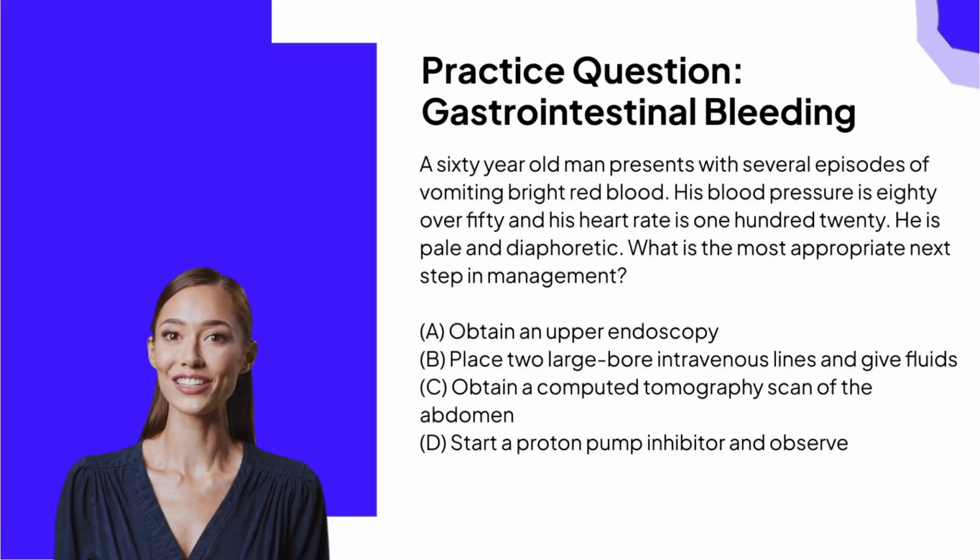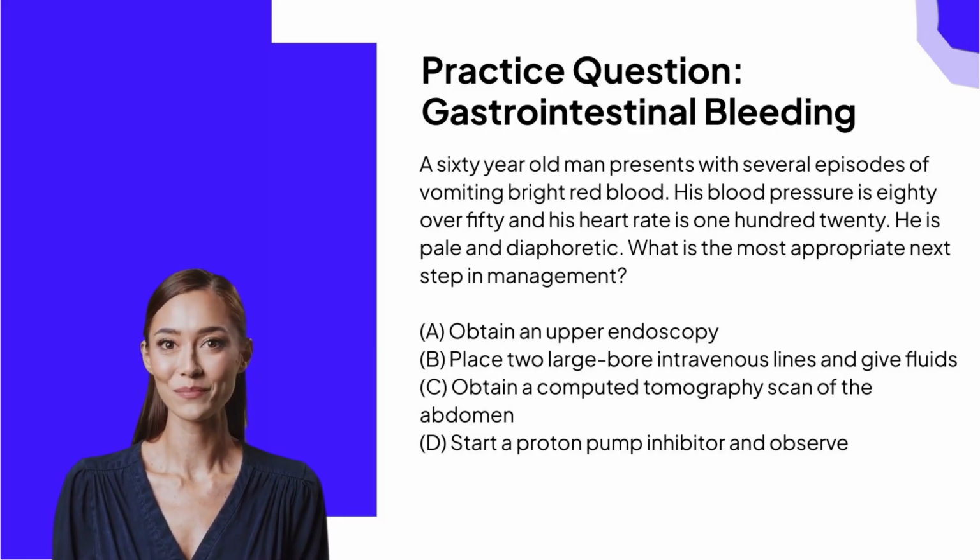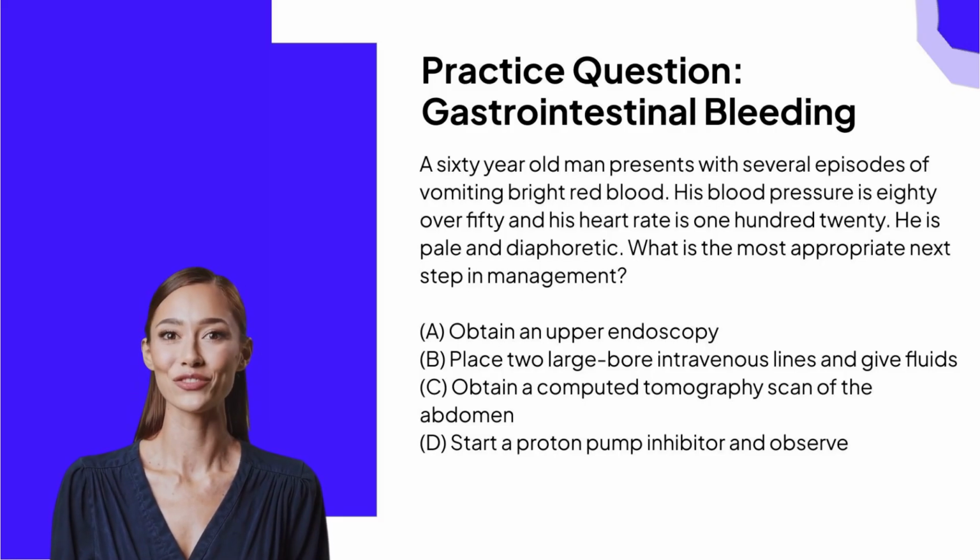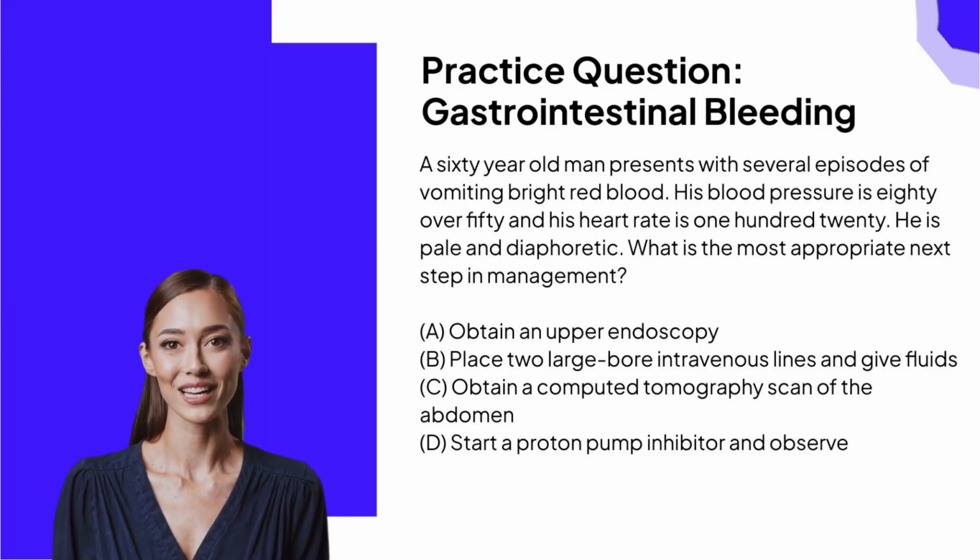Here is our third practice question. A 60-year-old man presents with several episodes of vomiting bright red blood. His blood pressure is 80/50 and his heart rate is 120. He is pale and diaphoretic. What is the most appropriate next step in management?